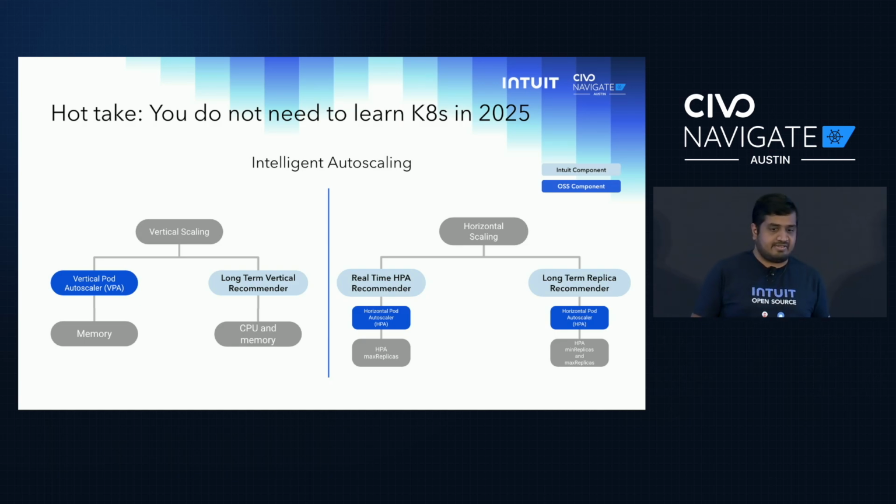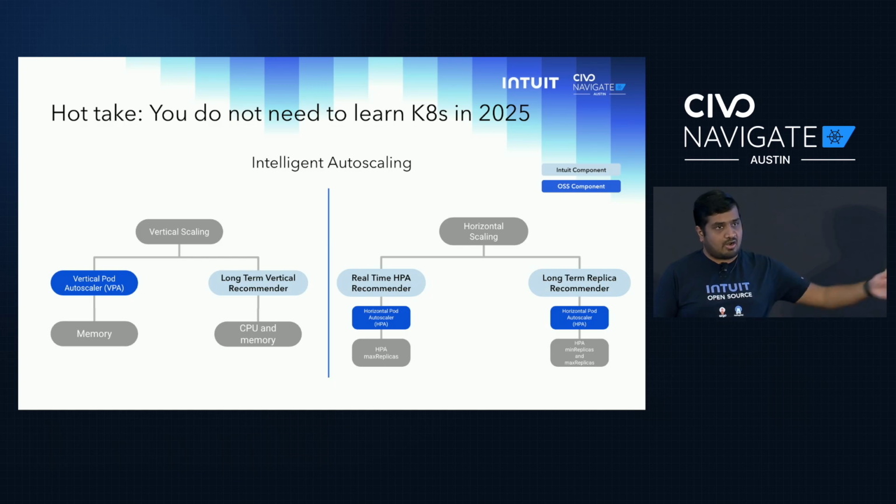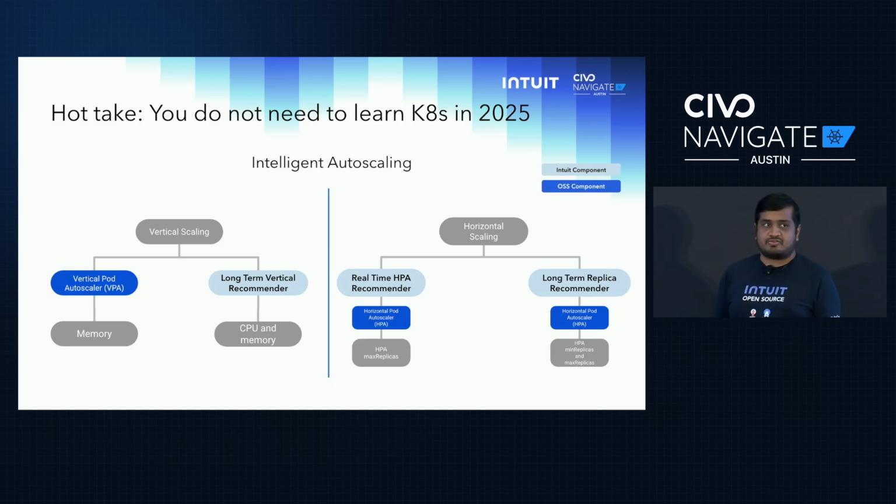On the vertical scaling, we built out the long-term vertical recommender that works in partnership with the VPA. And the same thing on the horizontal pod scaling, we built a real-time HPA recommender and a long-term replica recommender. What these tools do is keep updating the Kubernetes manifest based on historical data. The long-term recommender looks at long-term data and then makes a recommendation like this is what your min replica and max replica should be. And then the real-time HPA recommender does it in real time, in as little as 30 seconds. So whenever you have a surge of load, it will automatically change your Kubernetes manifest to scale up or scale down. And I'll show some of it as well on how that works.